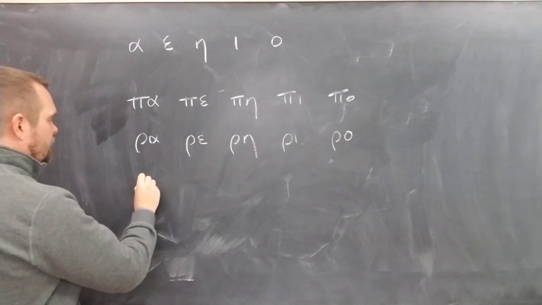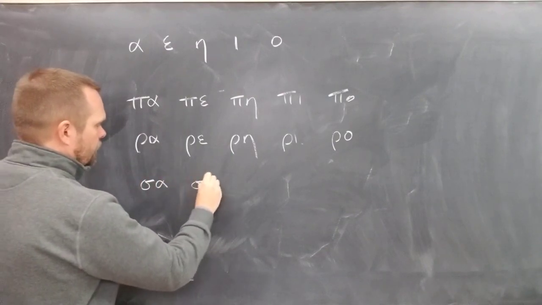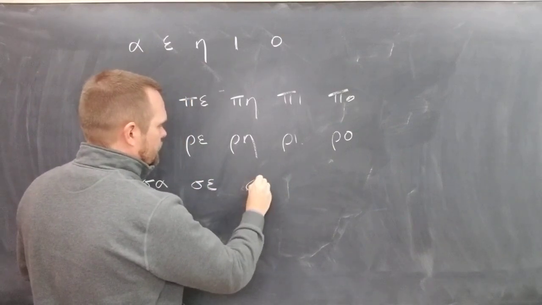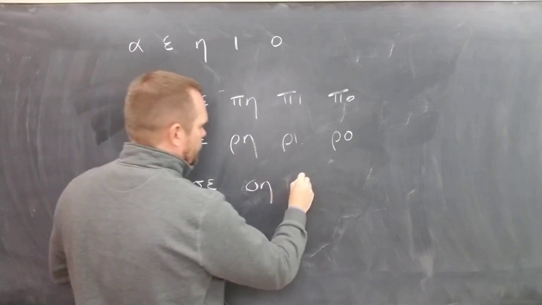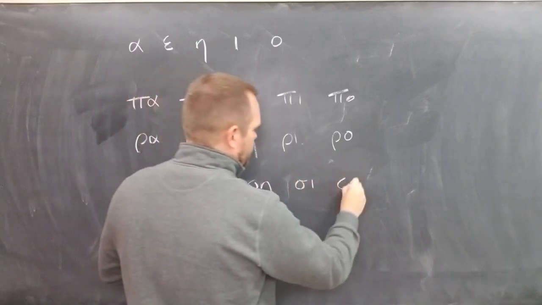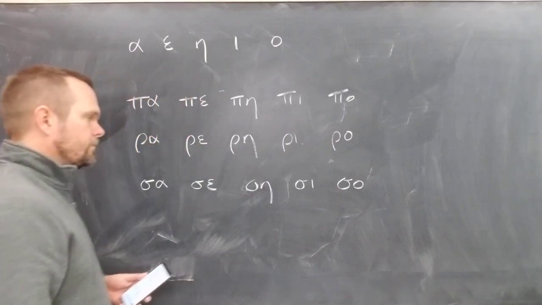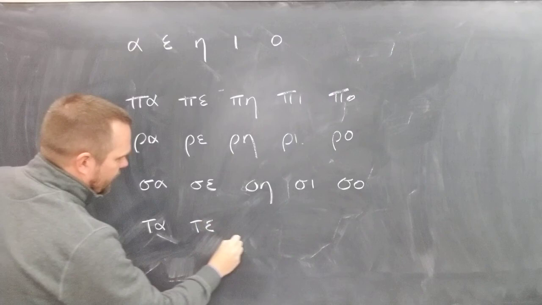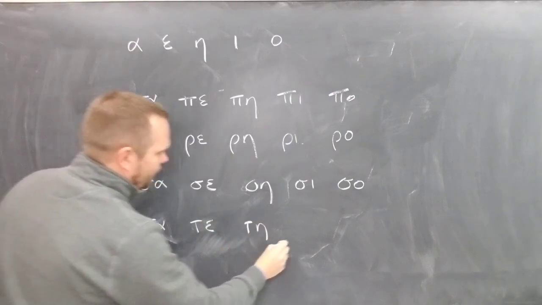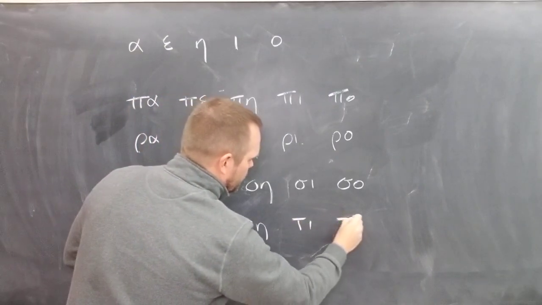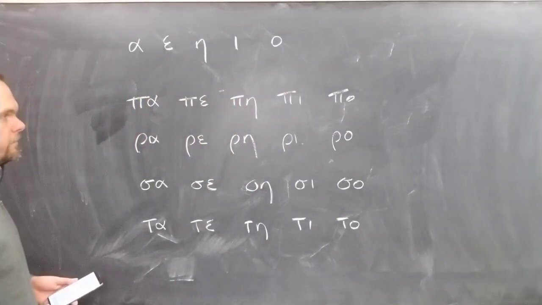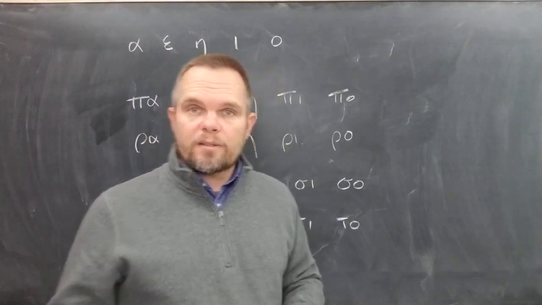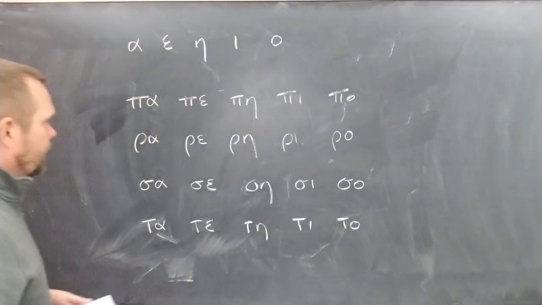Then we have the sigma: sa, se, si, so; the eta; and tau: ta, te, ti, to. So just practice forming syllables, combining the consonants with the Greek vowels.